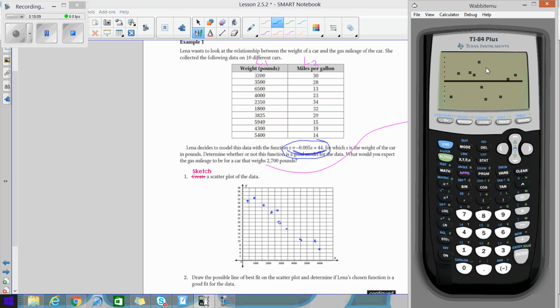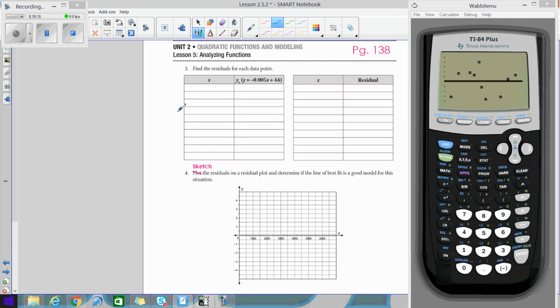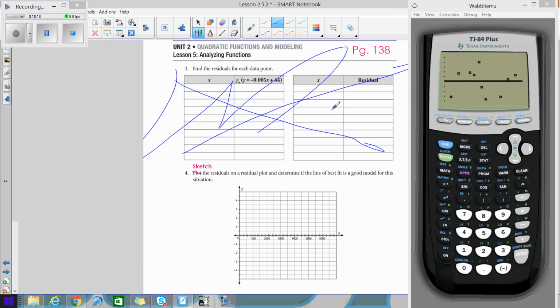If you look at it, our residual data is random. As we flip the page, we are not going to calculate this, but we are going to plot and sketch our residual. So our residual goes down, down, up, high, down, down, down, up, high. This is random. It's not U-shaped, so random. What it says is determine if the line of best fit is a good model. And what we would say is yes, random residual. The random residual means that our line of best fit is good.